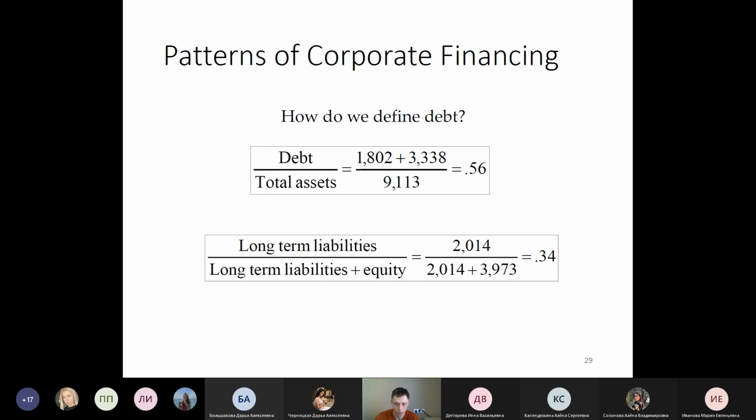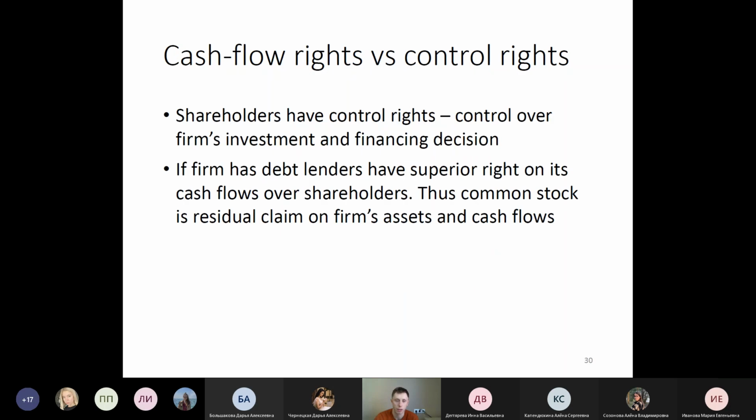Also we discussed how the fraction of the debt might affect the company performance, and there are particular ratios that we use in order to estimate that.